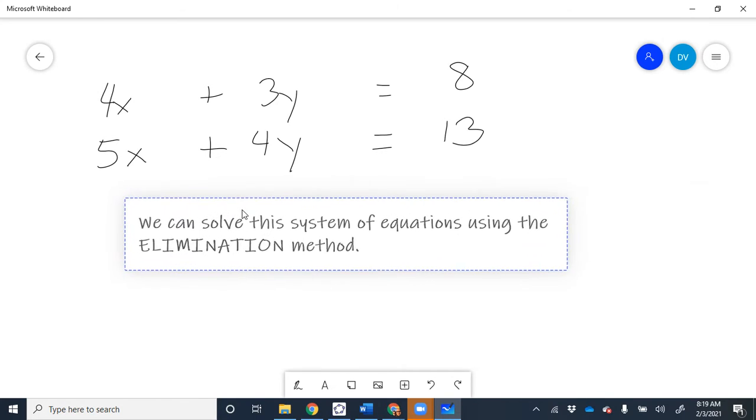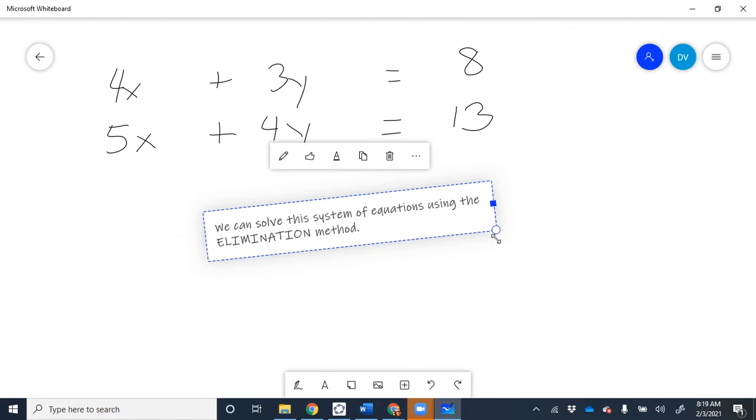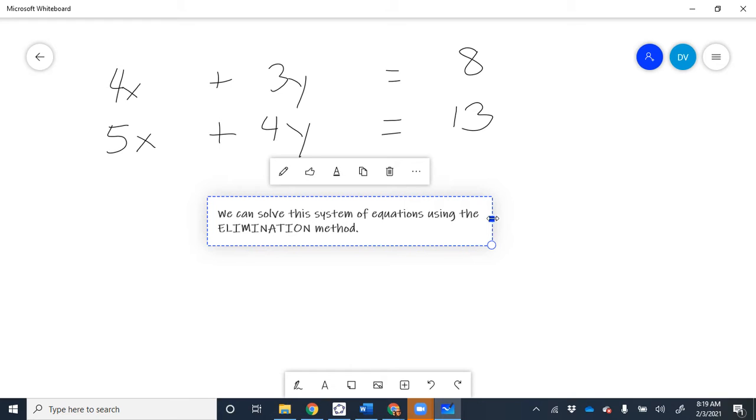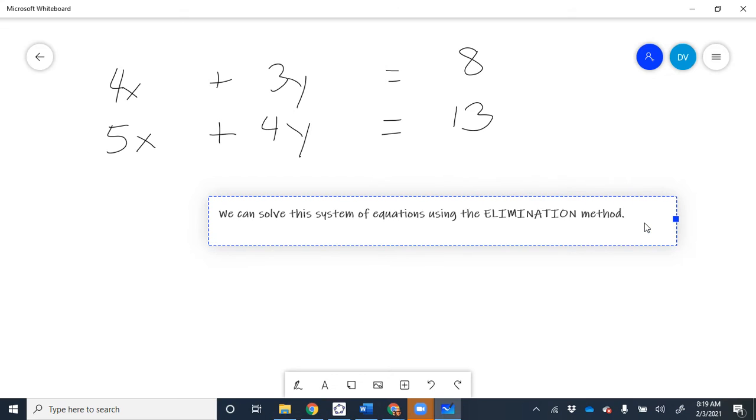And let me make that small enough so we can have more room here. Stretch it out a bit. Now the elimination method means that we can get rid, temporarily anyways, of one of the variables. And by that I mean one of the letters.